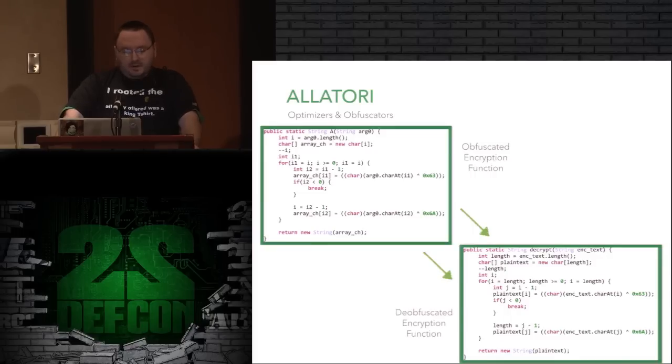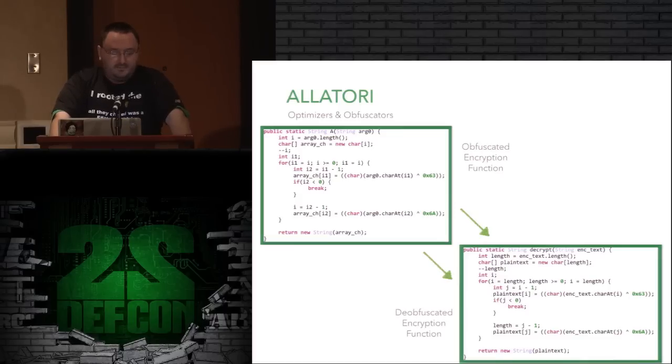On the left-hand side is their standard Allatori string encryption. It's pretty simple, XOR. The bottom part of it is deobfuscated. Obviously, just run the string through it and you get your original string. Again, quite simple, like most obfuscators are.